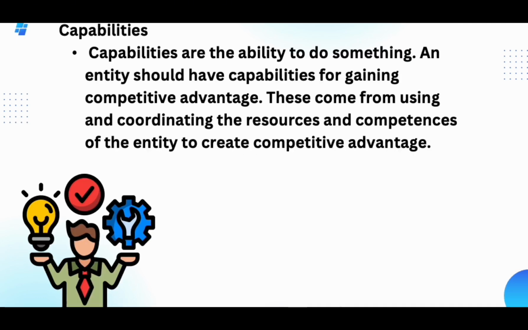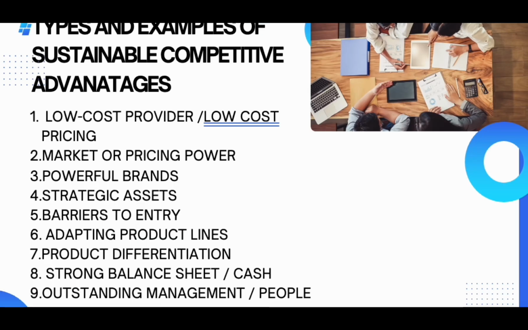And next is your capabilities. Capabilities are the ability to do something. An entity should have capabilities for gaining competitive advantage. These come from using and coordinating the resources and competencies of the entity to create a competitive advantage. Now let's move on to types and examples of sustainable competitive advantages. So we have nine.